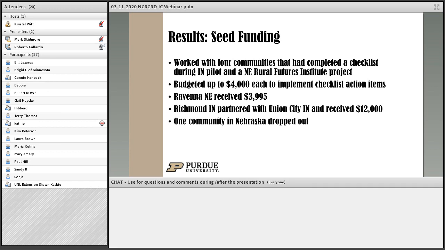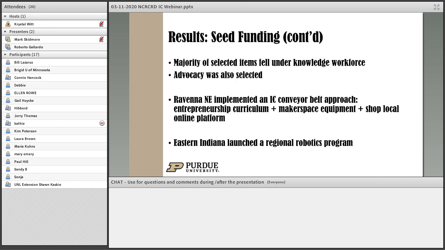So all in all, we had budgeted $16,000. We got $12,000 to the region in Indiana, and then we got $4,000 to Ravenna in Nebraska. So now I'm going to share with you what they focused on.